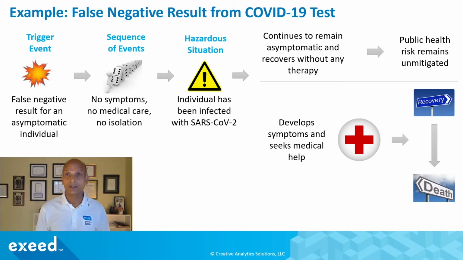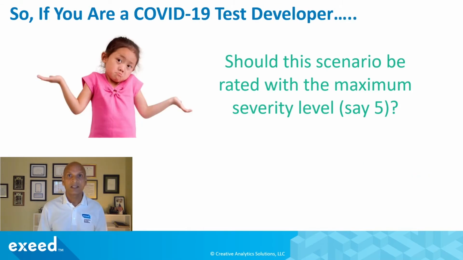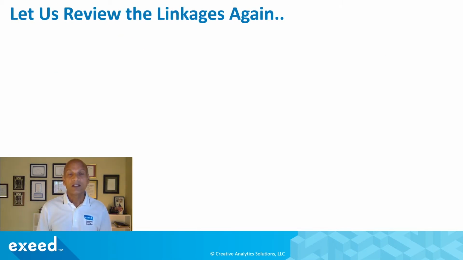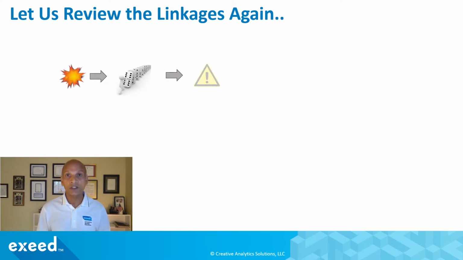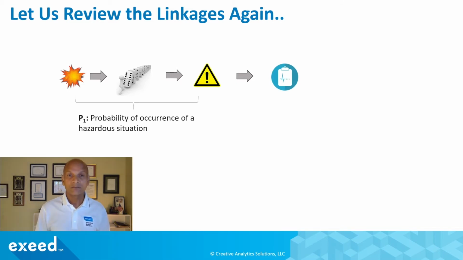So let's look into that a little bit in more detail. The question we're going to ask is, should this scenario be rated with the maximum severity level for death, say 5? That's a very important question for a test developer when they are doing their risk analysis. I want to review the linkages again, now in the context of some probabilities. So we talked about the trigger event leading to a sequence of events, leading to a hazardous situation where exposure to hazard happens, and then leading to harm.